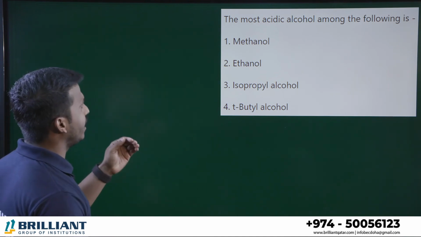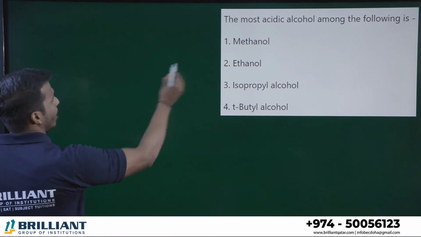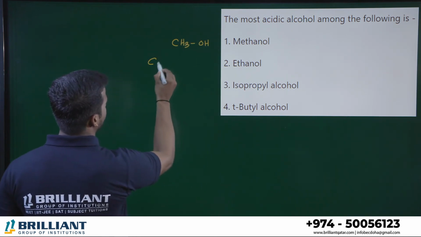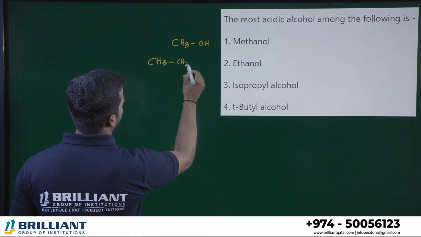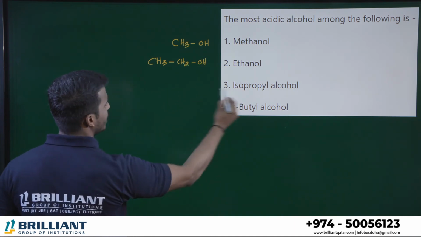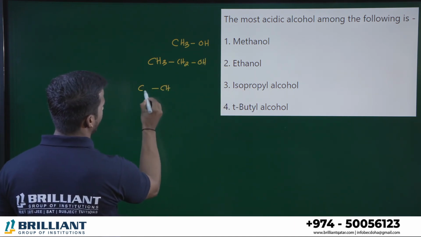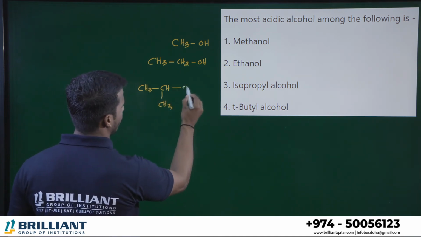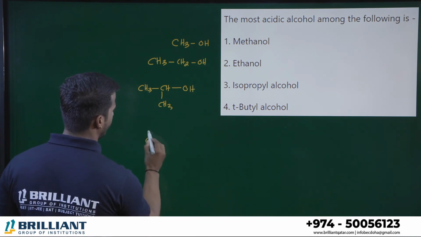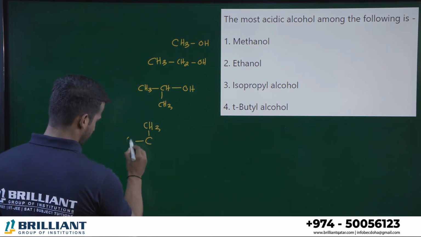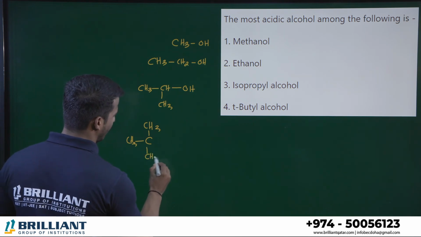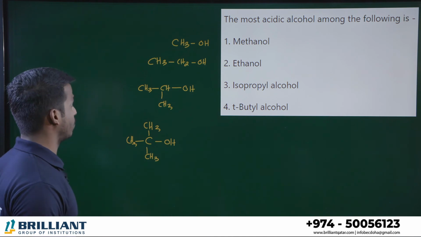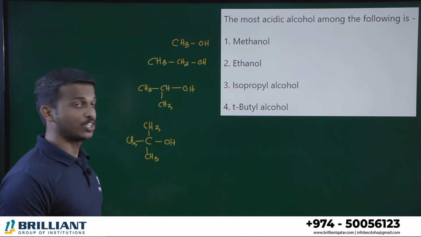Here we are going to the question. The most acidic alcohol among the following. Compound number 1 is methanol. Compound number 2 is ethanol. Compound number 3 is isopropyl. What is isopropyl group? A CH carbon connected to 2 CH3 is called isopropyl alcohol. What is tert-butyl, dear all of you? This is called tert-butyl alcohol. Alright. Question, which is more acidic in nature?